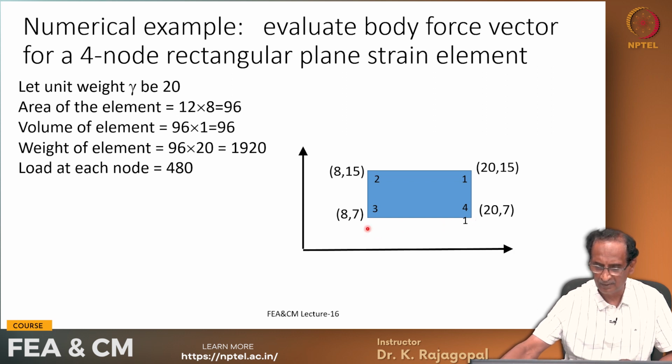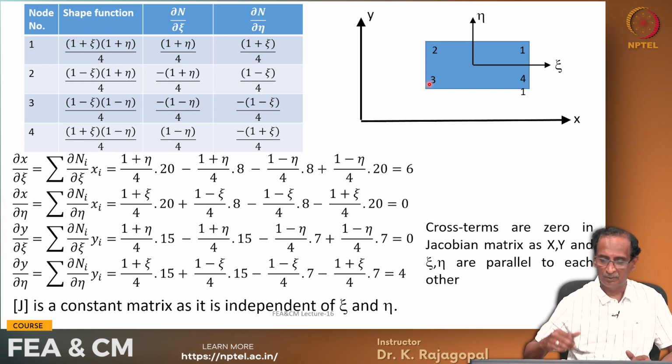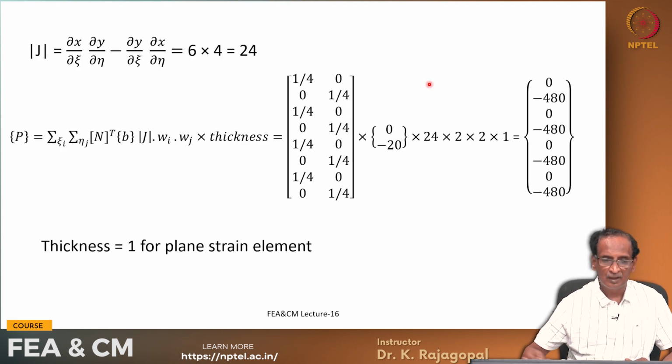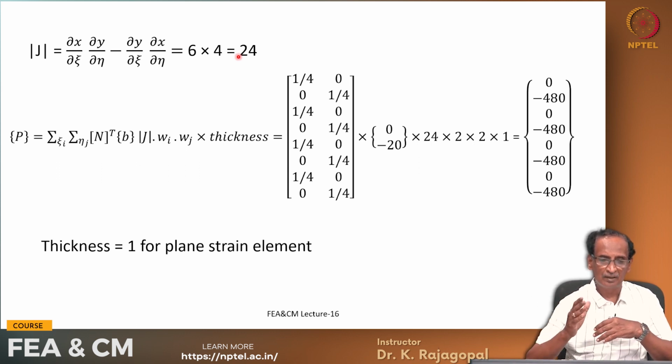Length of the element is 20 minus 8 is 12, and the height is 15 minus 7 is 8, and 12 is the length, and divided by 2 is your ∂x/∂xi, and the height is 8, and ∂y/∂eta is 4, 8 by 2. Okay, and our determinant of the Jacobian matrix is 24, and our area of the element is 12 times 8, that is 96, and our Jacobian determinant is 24. So we see that the determinant of the Jacobian matrix is A by 4, 96 by 4.